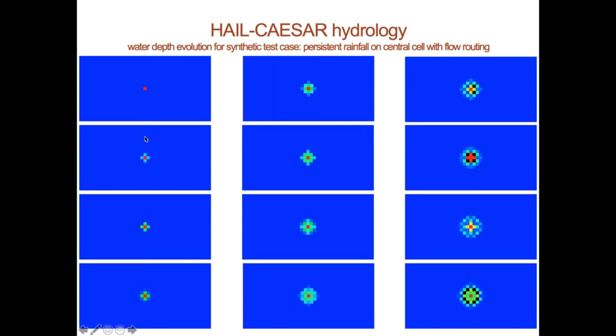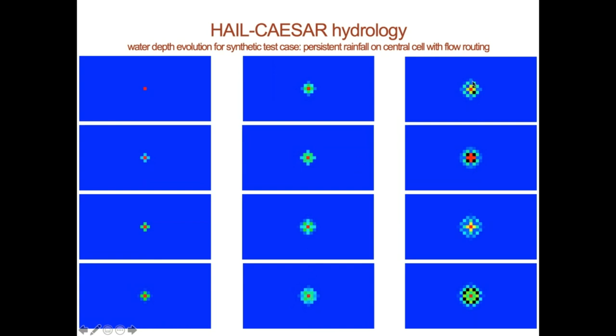And as we go forward in time, we can see that what the algorithm is doing, as we go down these pictures, is routing the flow of the water. What we're doing here is simulating a persistent rainfall on that central cell. So, as you can see, the color of that cell is always red, which means that cell is persistently held, purely synthetically, artificially, at a fixed maximum water depth, so that it's continually feeding the cells around it, and these are continuously being forced to accept as much water as they can by the flow routing algorithm. So as you can see, the water spreads out.